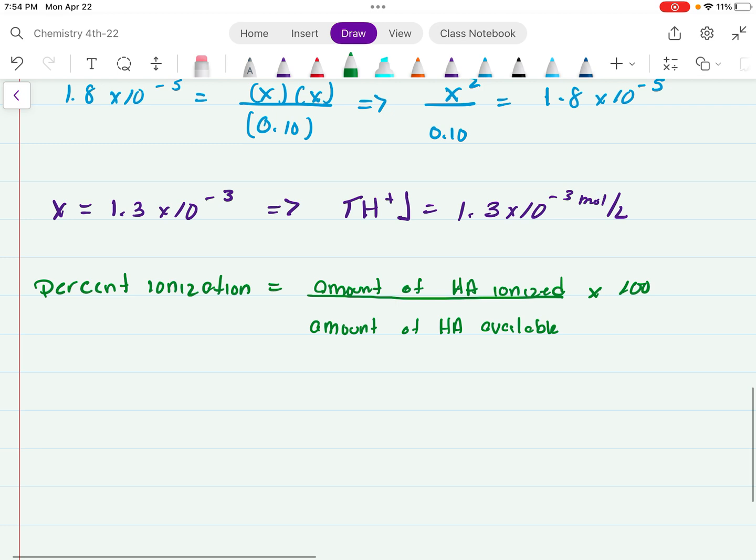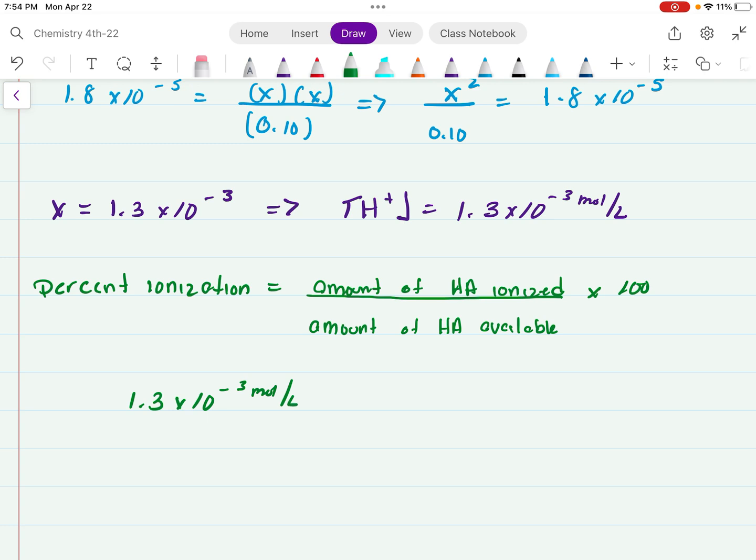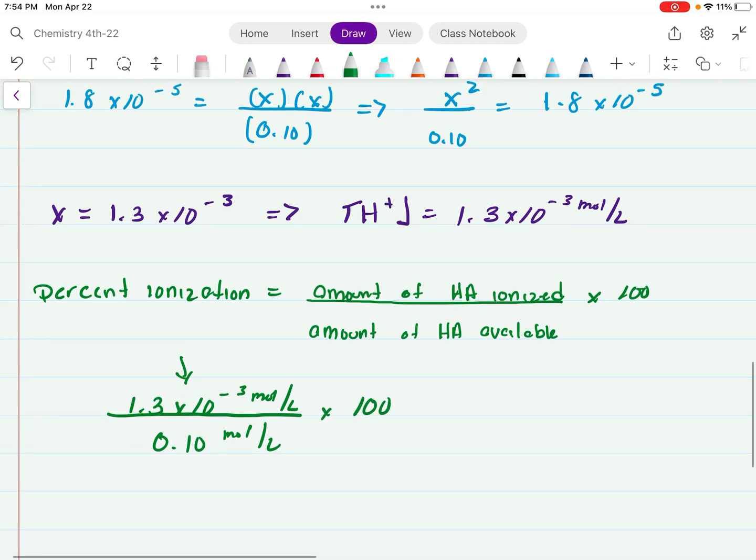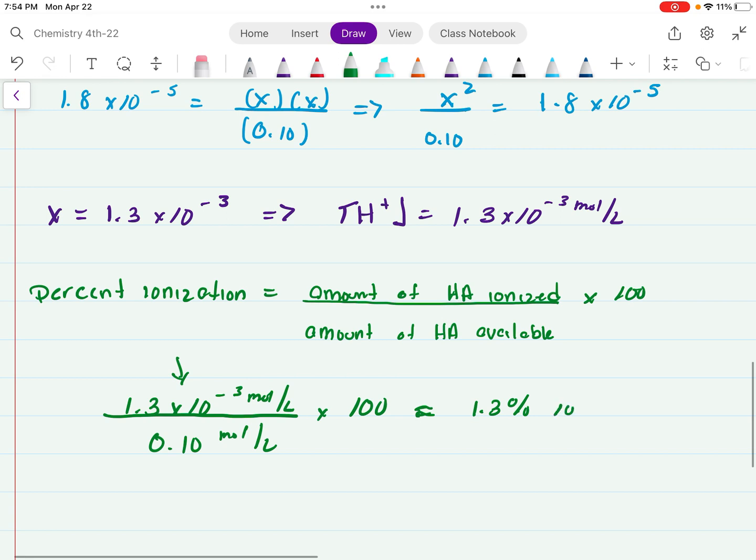Now we just determined that the amount of free hydrogen ions in solution was 1.3 times 10 to the negative 3 moles per liter. But we had an availability of 0.10 moles per liter from our initial concentration. That's how much acid we had in the solution. And of all that acid, this amount was the amount that was ionized. So if I take these two values, divide them and multiply by 100, I get about 1.3% ionization.